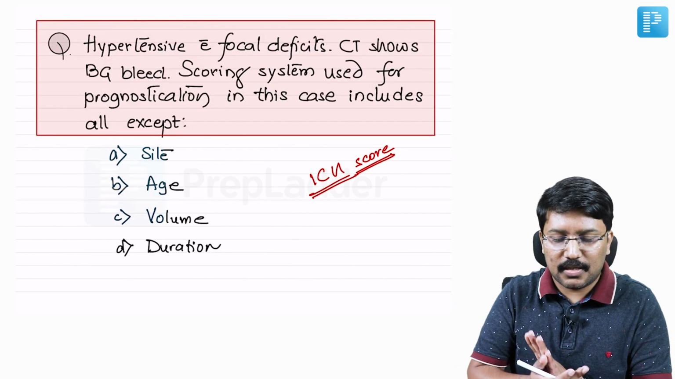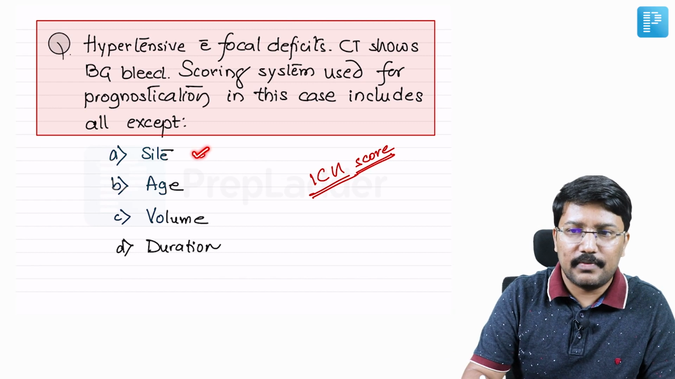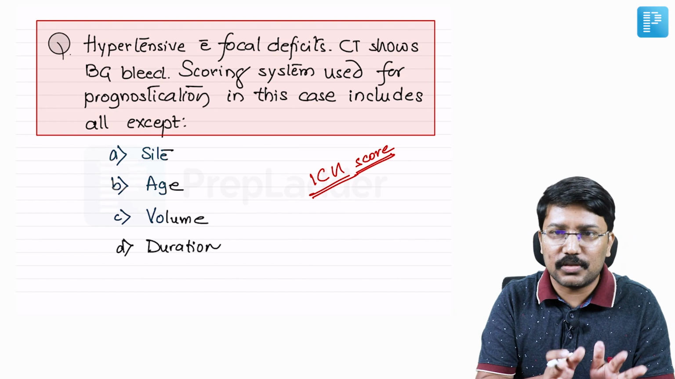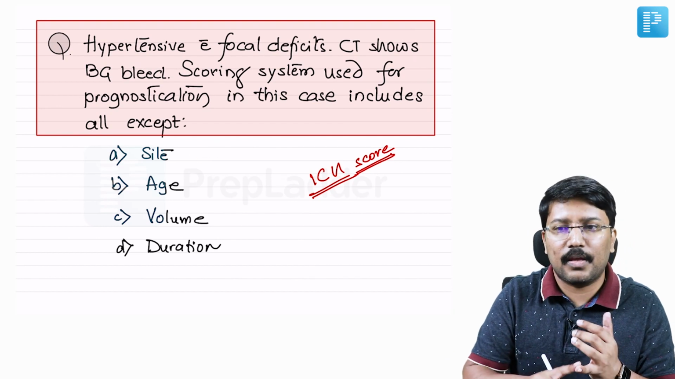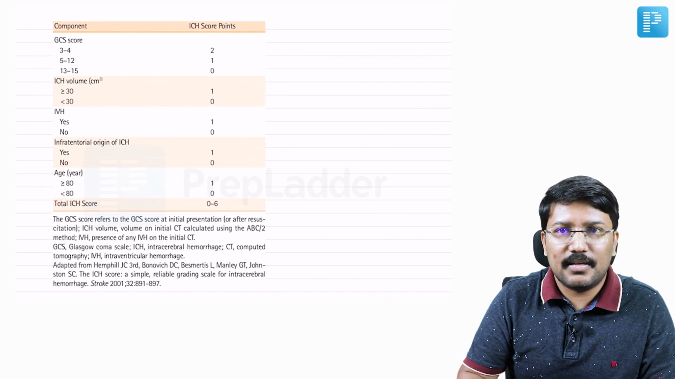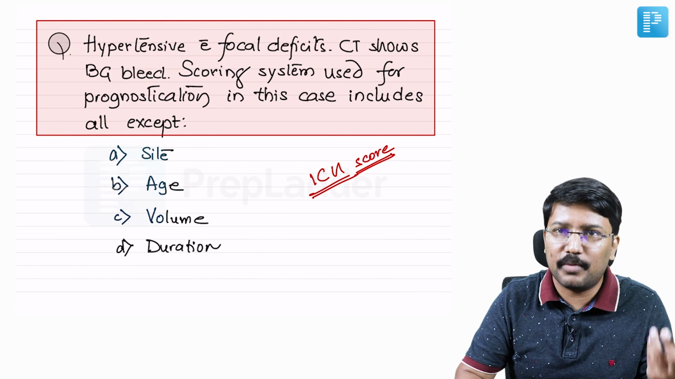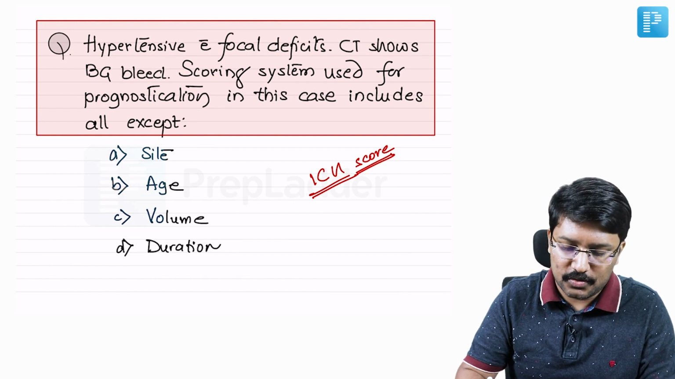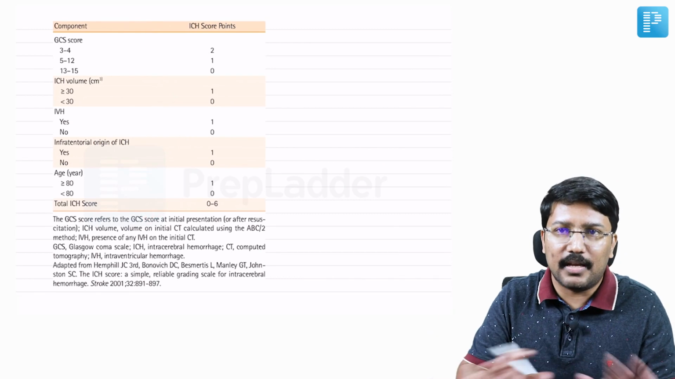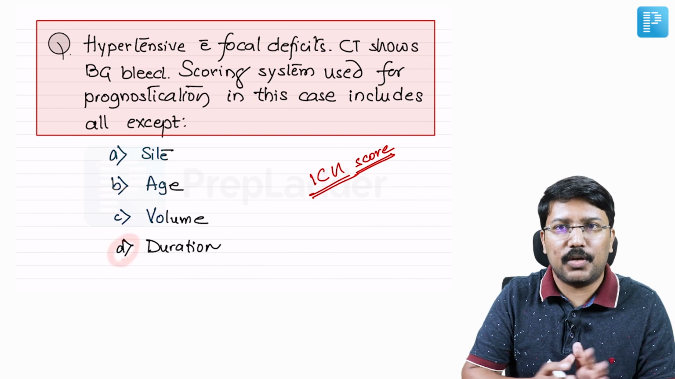Okay, now what is this question asking about? Which of them is not a component? Site? Well, the scoring system was talking about infratentorial or supratentorial, so we need to know the site. So this is a component, right? Okay. Now, age was definitely a component there. If you remember, 80 and less than 80 or more than 80. So age is also a component. Volume of the bleed, less than 30 ml, more than 30 ml was a component. So this is also true, right? So you don't find duration of symptoms or bleeding anywhere in the ICH scoring system. So the right answer here is option D, duration, right?